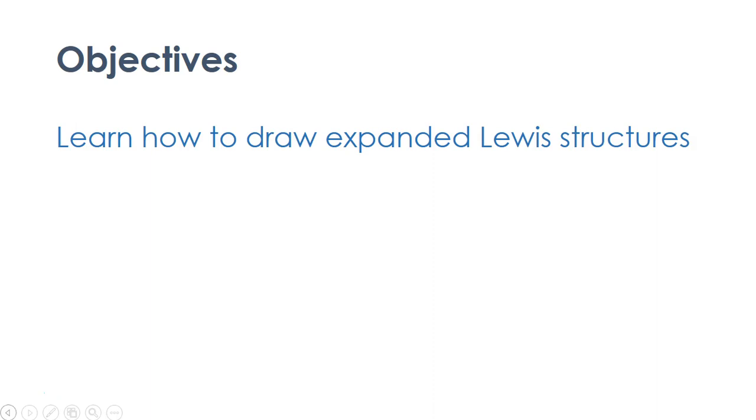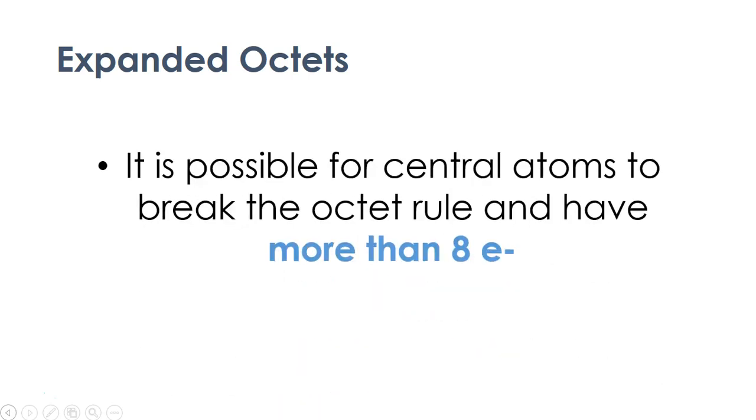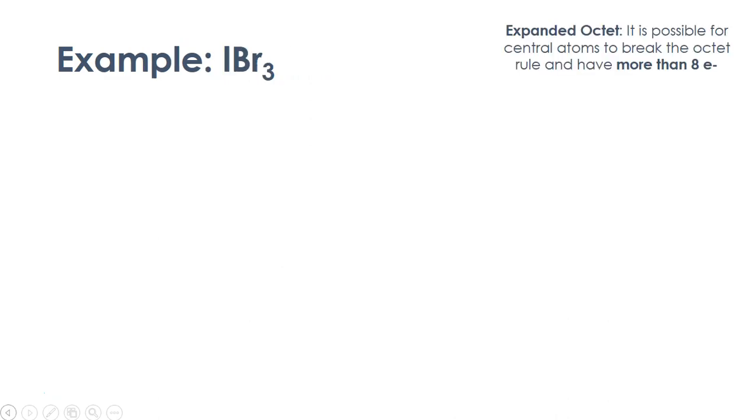The first thing we want to talk about is what is an expanded Lewis structure or an expanded octet. Right? So it is possible for the central atom to break the octet rule and ultimately have more than 8 electrons around it, therefore becoming expanded. So I'm going to show you a couple examples about expanded octets.